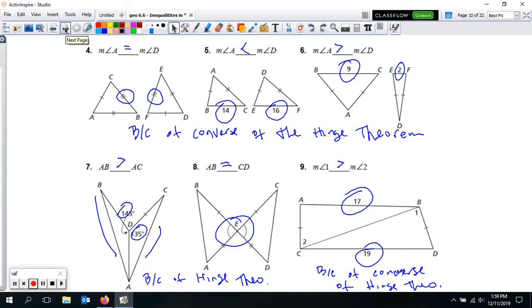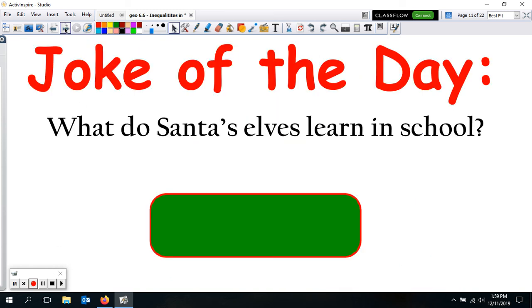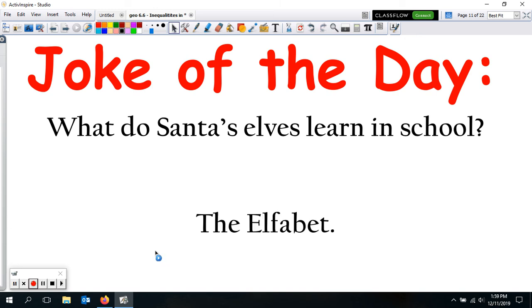All right, so let's move on to our joke of the day. What do Santa's elves learn in school? A lot of things. Geography, where the North Pole is maybe. But no, they learn the alphabet. The alphabet.